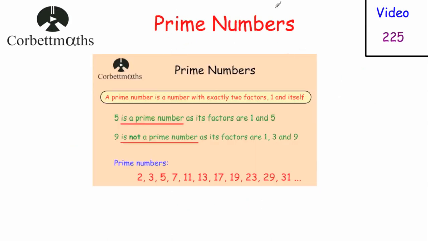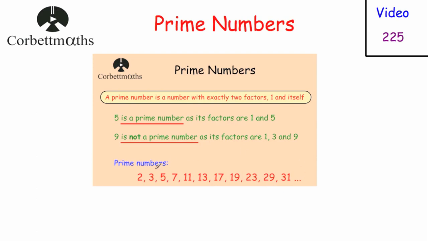Okay, so our next topic is prime numbers, and this is the Corbettmaths revision card on prime numbers. A prime number is a number with exactly two factors, one and itself. So 5 is a prime number, as its factors are 1 and 5. So 9 is not a prime number, as its factors are 1, 3, and 9, because obviously 9 is 1 times 9, but it's also 3 times 3. So it's actually got 3 factors, whereas a prime number only has 2 factors, 1 and itself.